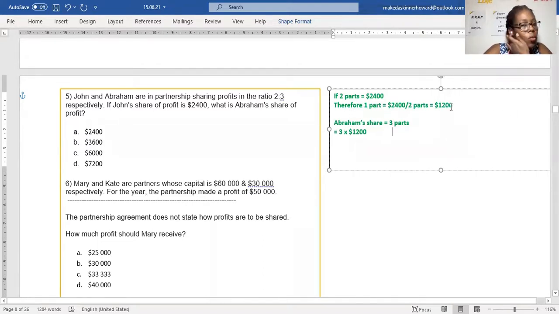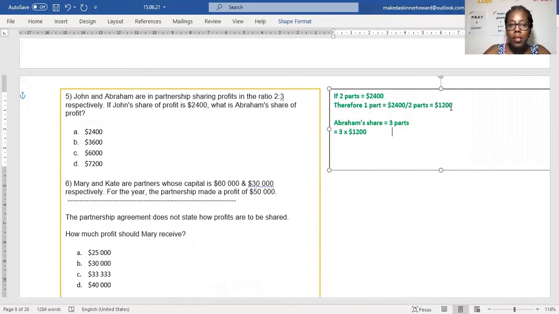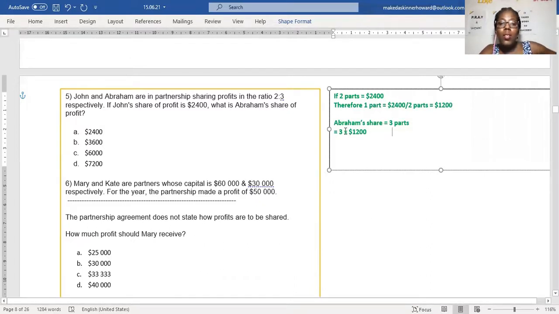All right? So once we find for 1 part, as I said, you can go either way. You can find for 3 parts, 5 parts, 10 parts, 100 parts. In this question, we have to find for 3 parts. So you take the amount of parts and multiply by the value for 1 part. And the answer would be B.